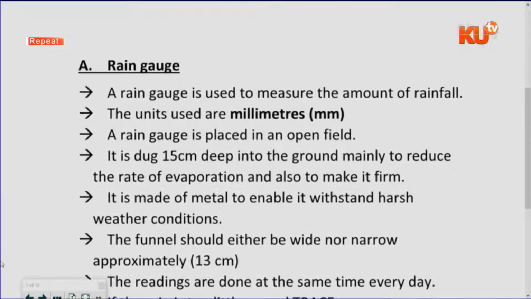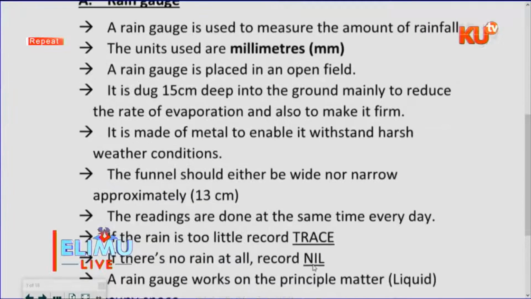So those are points about a rain gauge. It is used to measure the amount of rainfall. We've talked about that. It is made up of metal, what I was just explaining, and the purpose of that is to withstand the harsh weather conditions. Then it also has a funnel.